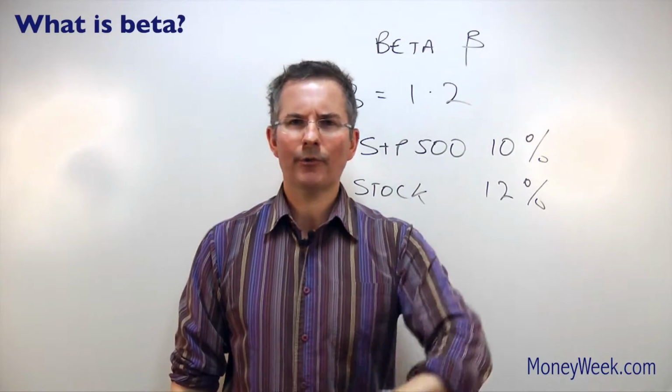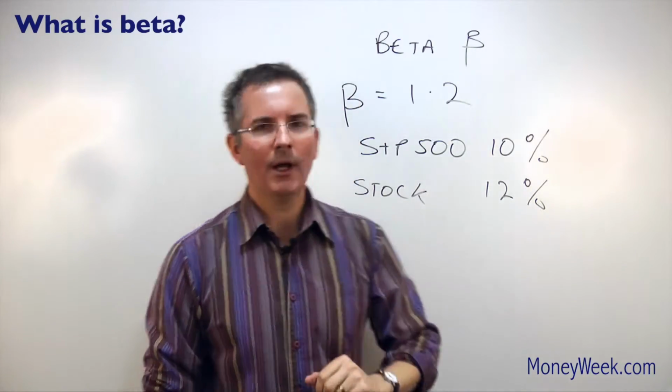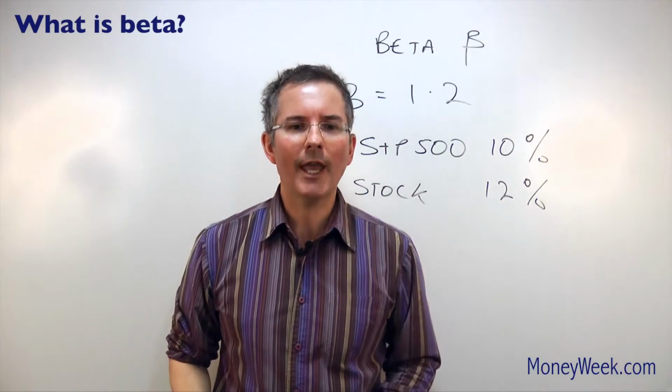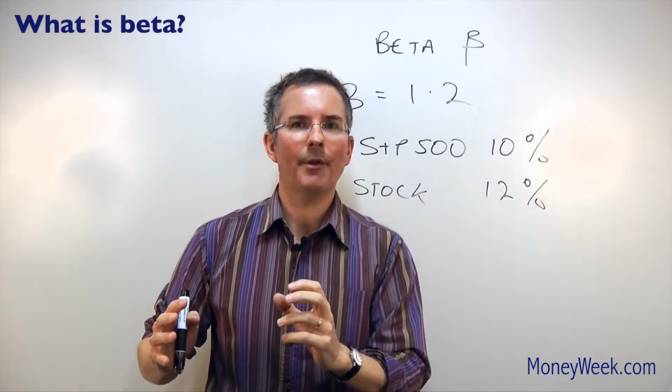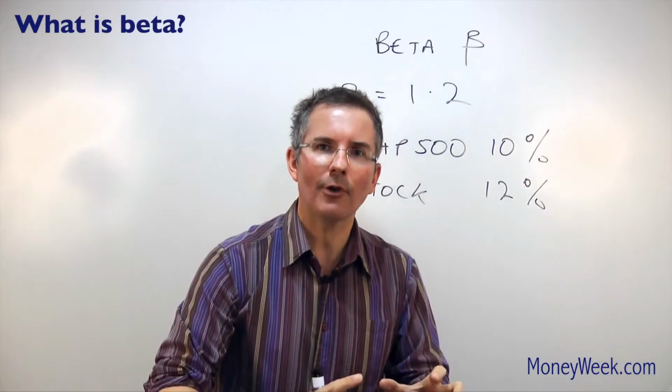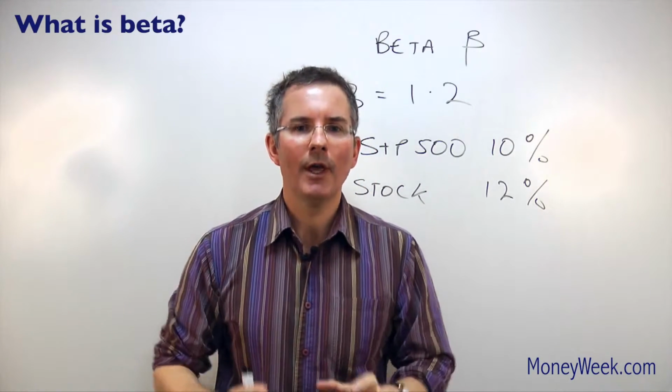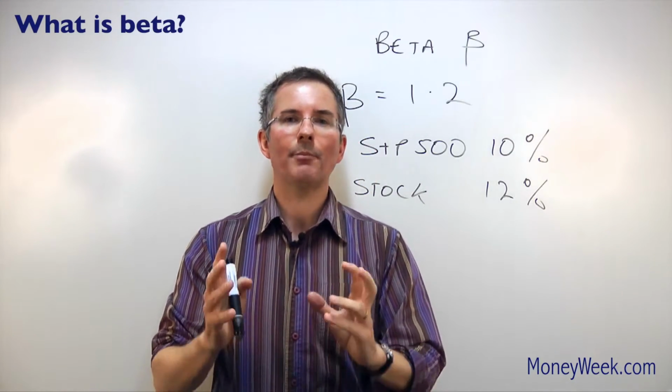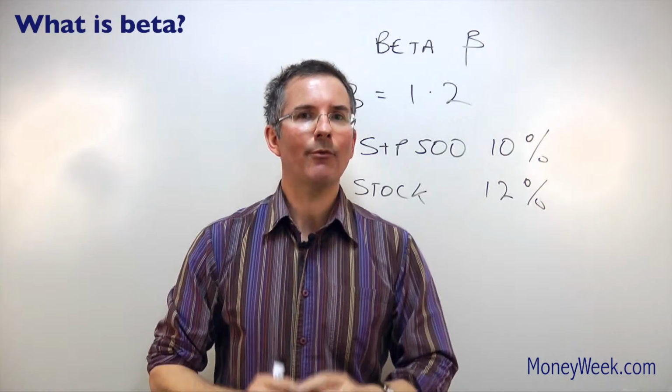Now, it all sounds brilliant so far. I can use it to predict how stocks will perform, I can use it to spread my risk via diversification, I can use it to work out whether I need to be in cyclical stocks or defensive stocks and capitalize on market movements. Sounds too good to be true, and that's because it is. You have to be careful with beta.